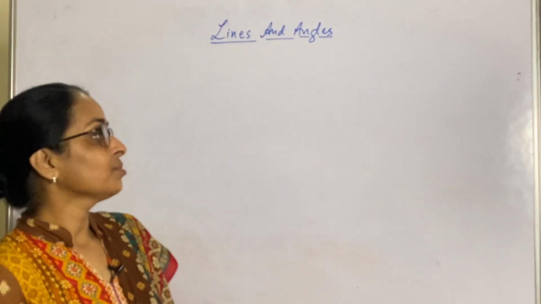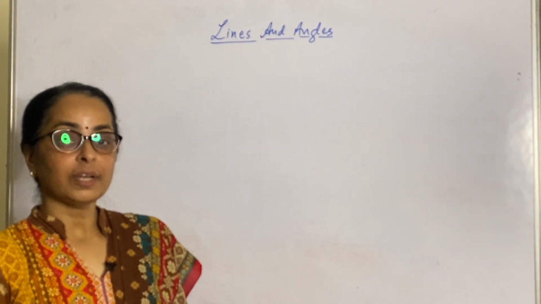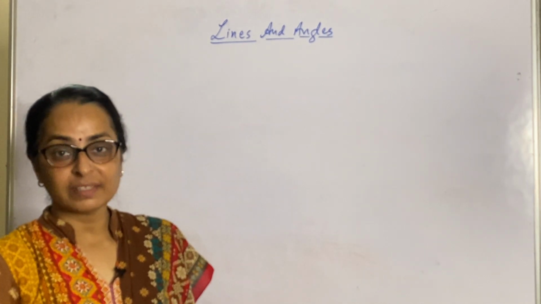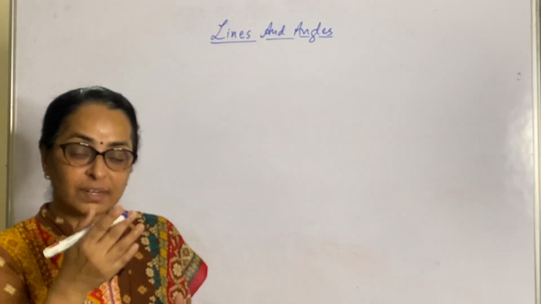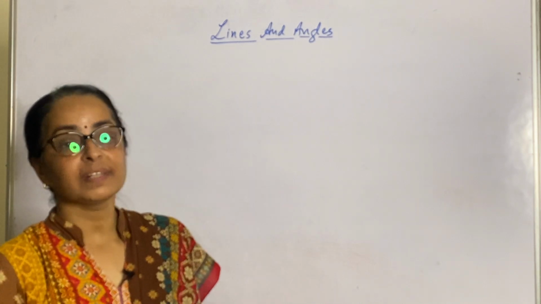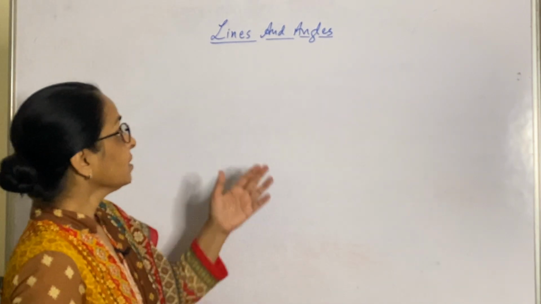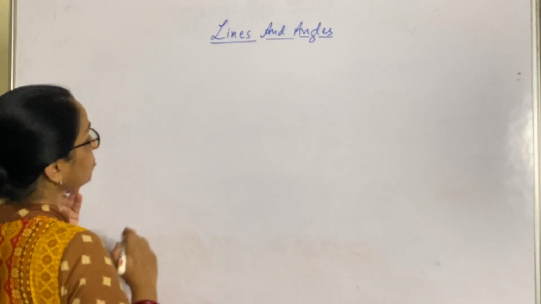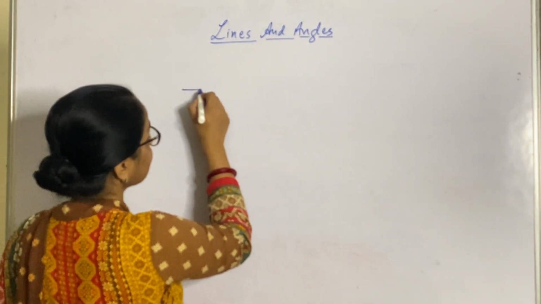Good morning, students. Today we are going to learn about parallel lines, the transversal, and the various angles formed when any transversal intersects two parallel lines. This comes under your chapter Lines and Angles. So let us draw here the two parallel lines.